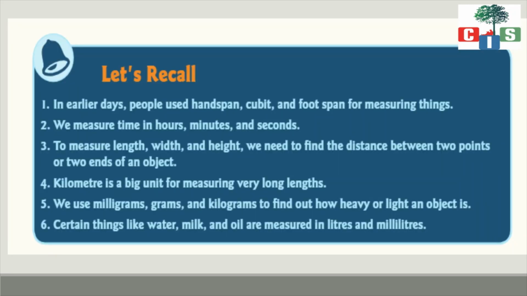Okay, now let us recall the chapter. So, in early days, people used hand span, cubit, and foot span for measuring things. Yes, we have seen that in early days, they used the hands and foot to measure things. Then we measure time in hours, minutes and seconds. Yes, we have learnt about how we can measure the time. So the three units of time are hours, minutes and seconds.